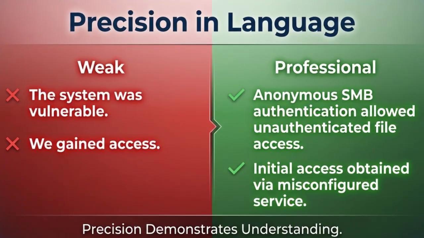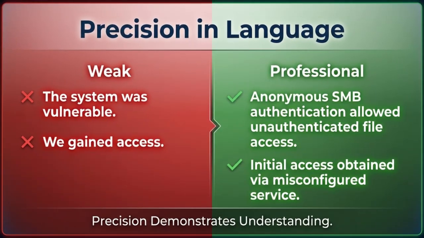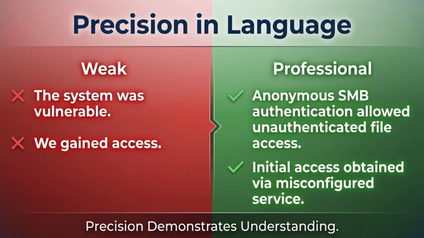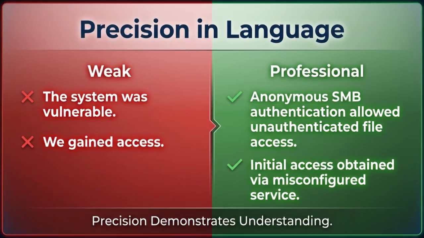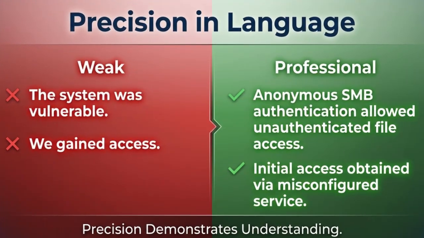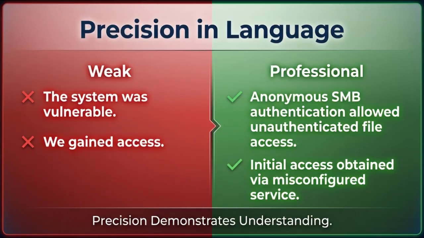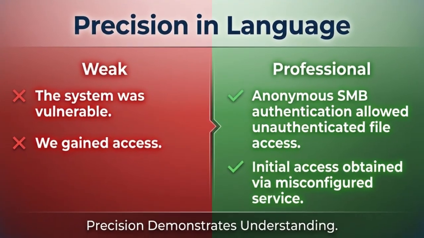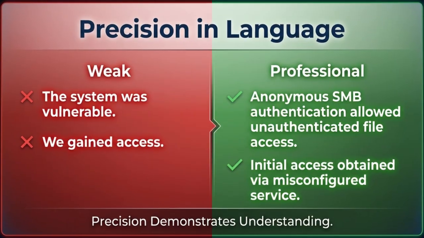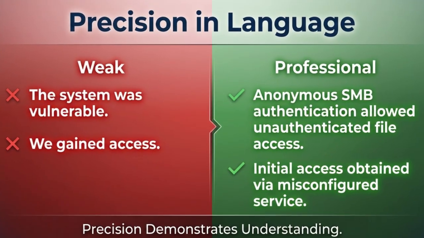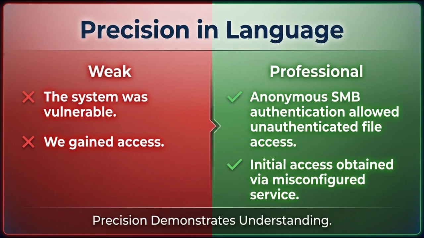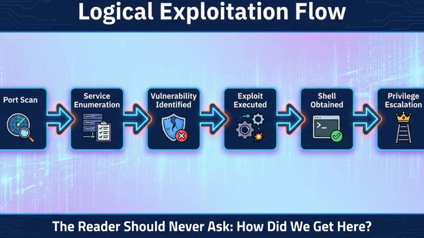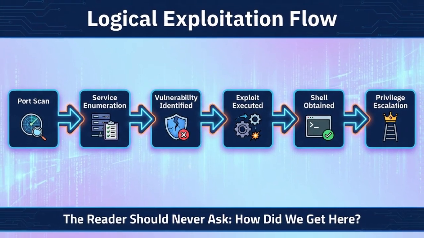Number 2. Logical flow of steps. A professional report should read like a controlled investigation. Each step must follow logically from the previous one. For example, port scan reveals open service, service version identified, version associated with known vulnerability, exploit selected and configured, shell obtained, privilege escalation performed. If you skip steps, you break the narrative. The examiner should never have to ask, "How did we get here?" Clarity builds trust.